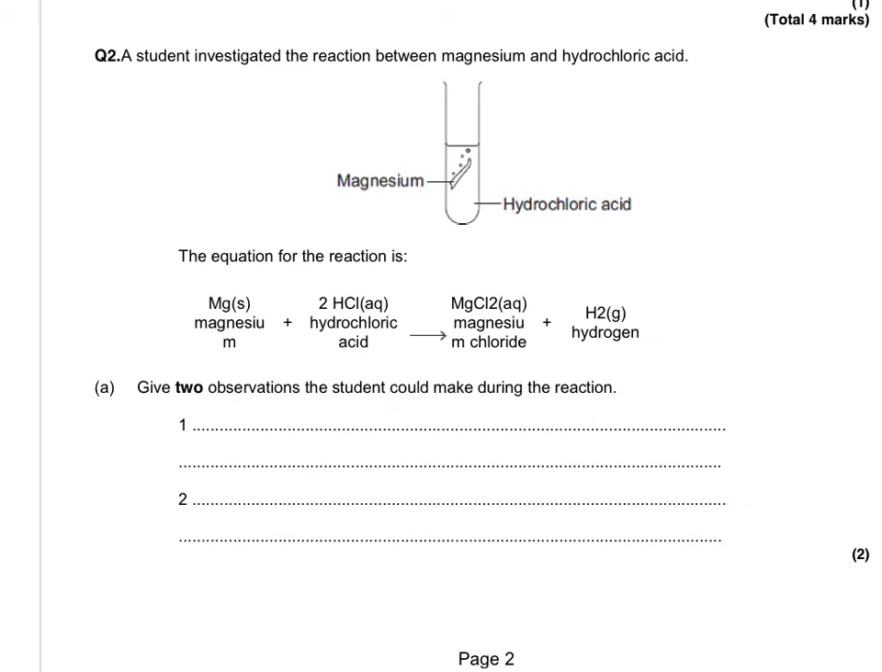70%. Think about if you're actually doing this chemical reaction, the first most obvious sign are these, the bubbles of gas. You should also see the magnesium starting to dissolve or disappear.